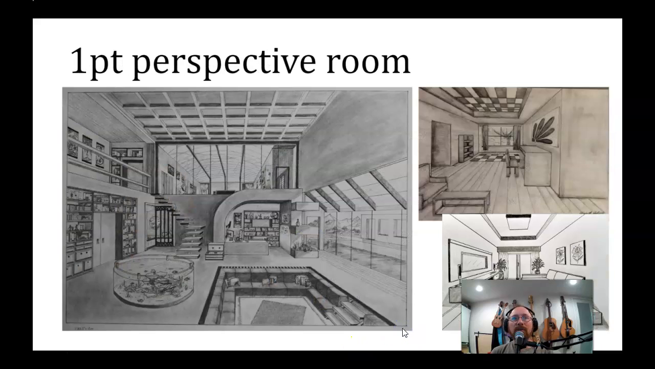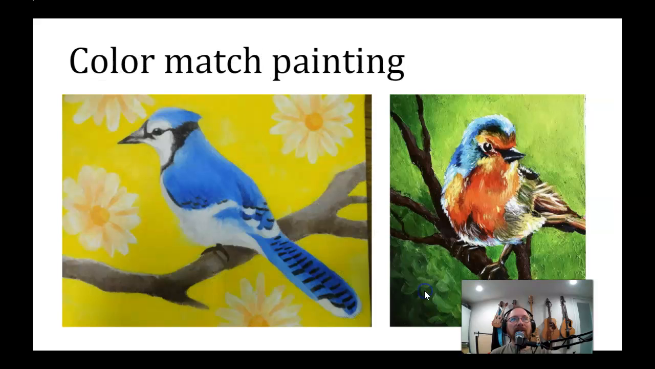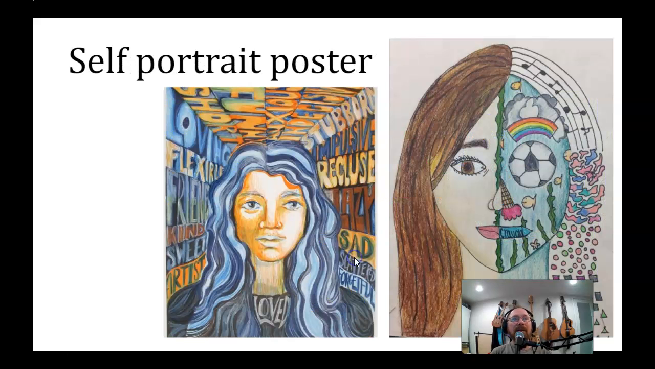One perspective room, so you're going to learn how to draw depth in a scene and stuff like that. These are some examples of what that's going to look like. A color match painting, where you're going to do some painting and also some grid drawing. So you're going to do a grid drawing and then you're going to paint on top of it.